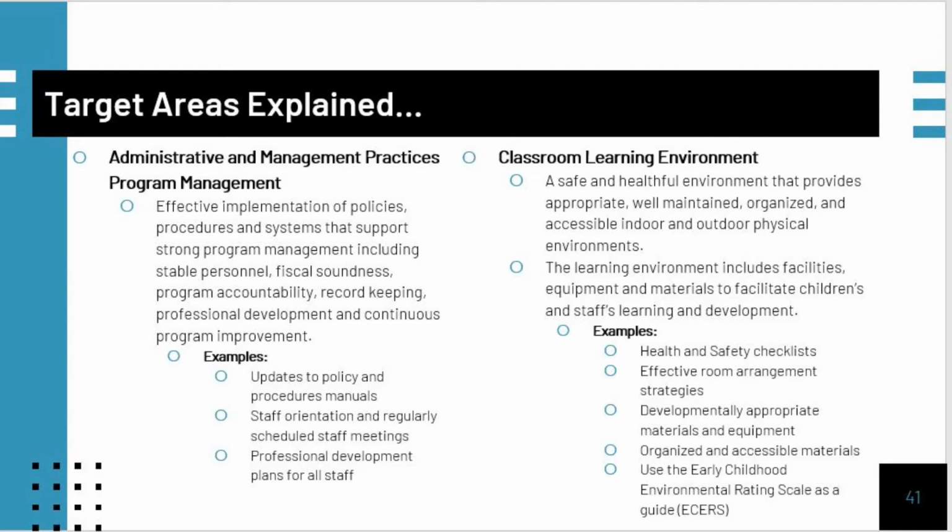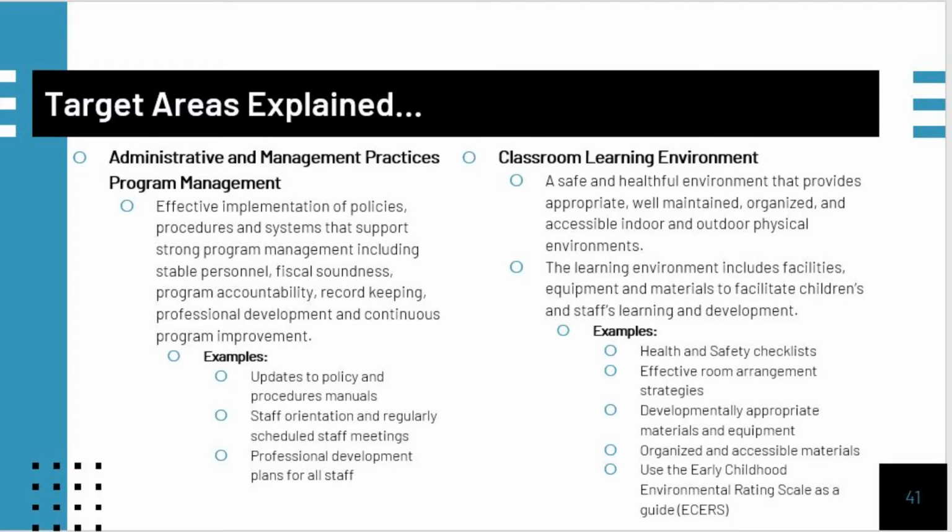The second one is called Classroom Learning Environment, and this has everything to do with the layout and the classroom itself. So is the classroom a safe and helpful environment that provides appropriate, well-maintained, organized, and accessible indoor and outdoor physical environments? And this includes everything. It includes the facility, the equipment, the materials, and do they help facilitate children's and staff's learning development?